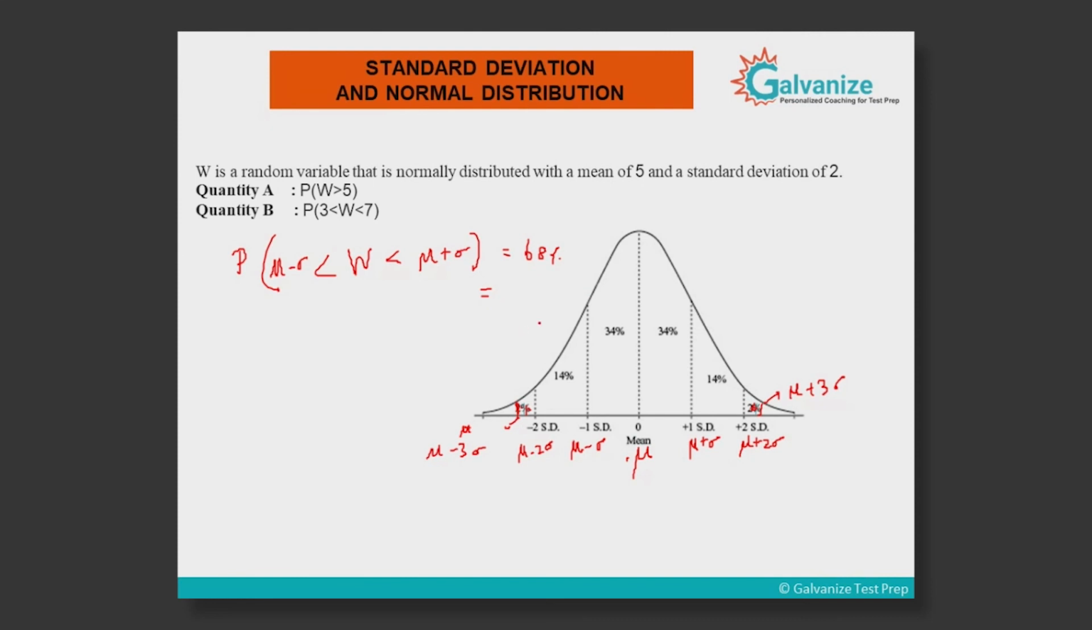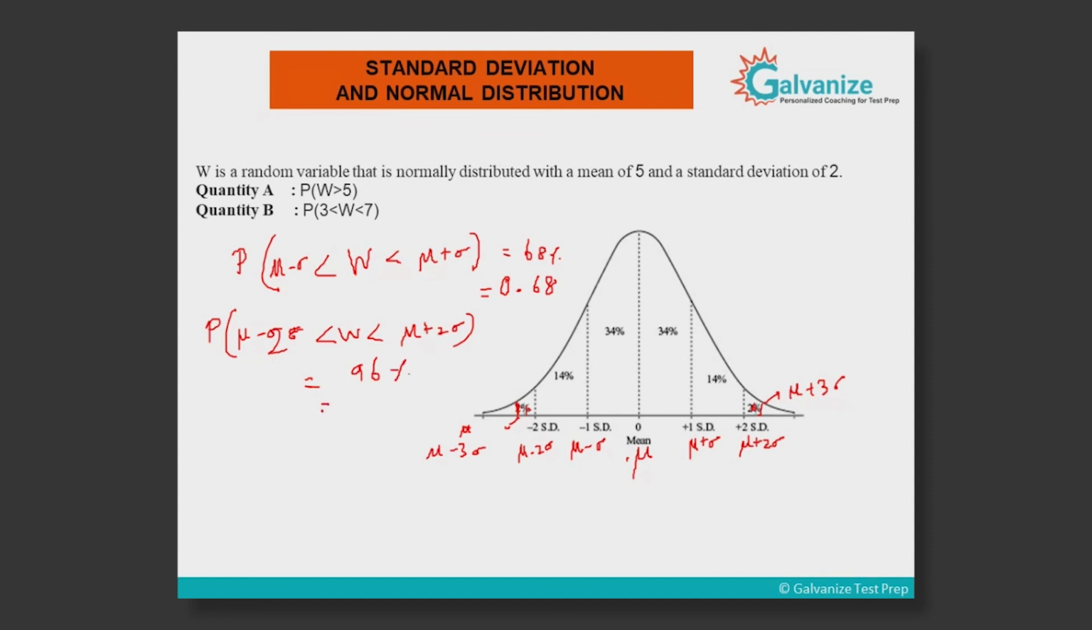The probability that you can find a person with a height lying between mu minus sigma and mu plus sigma is 68%, or 0.68. The chances of a person having a height lying in this range is 0.68. And then P of mu minus 2 sigma less than W less than mu plus 2 sigma will be equal to 14 plus 14 plus 34 plus 34 plus 14, that will be 68 plus 28, that would give me 96%.